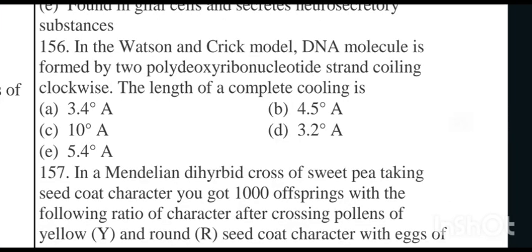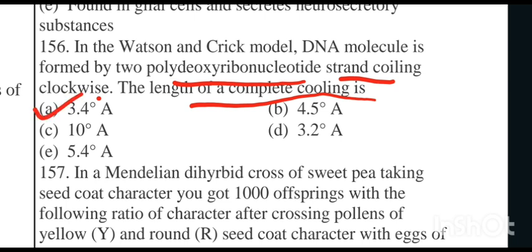In the Watson and Crick model, the DNA molecule is formed by two polydeoxyribonucleotide strands coiling clockwise. The length of a complete coiling is 3.4 Angstrom.